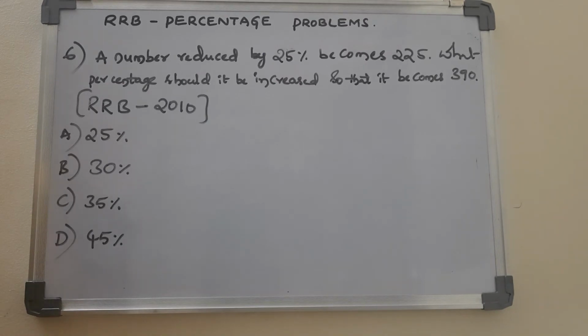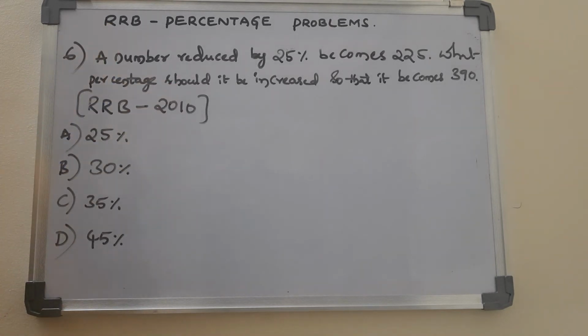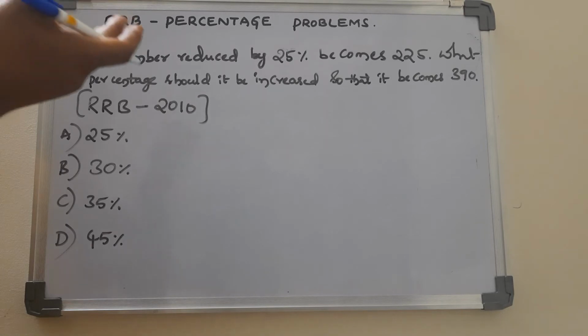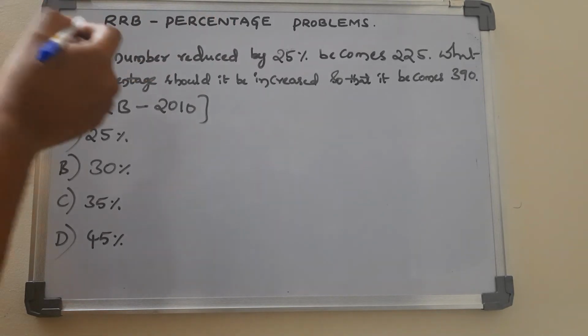Here is the sixth problem. A number reduced by 25% becomes 225. What percentage should it be increased so that it becomes 390? This problem appeared in 2010 RRB examination. The percentages are given here. We have to find what percentage it is. For this kind of problem, the solution is inside the question itself. Just read the question.